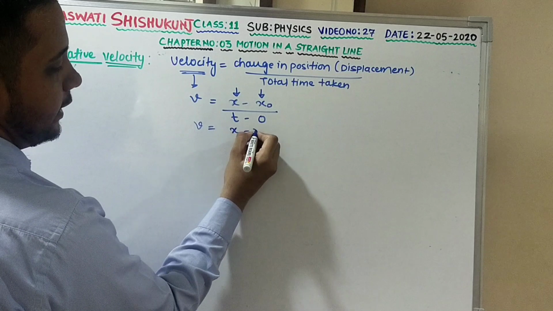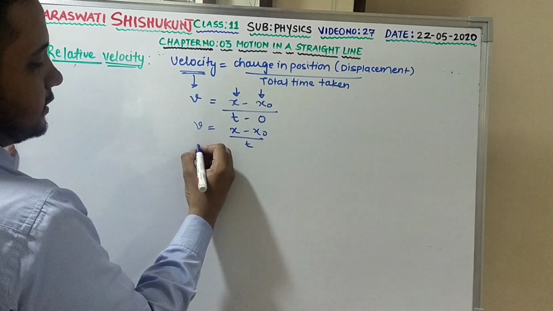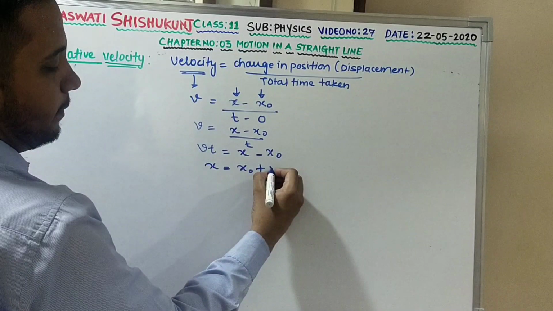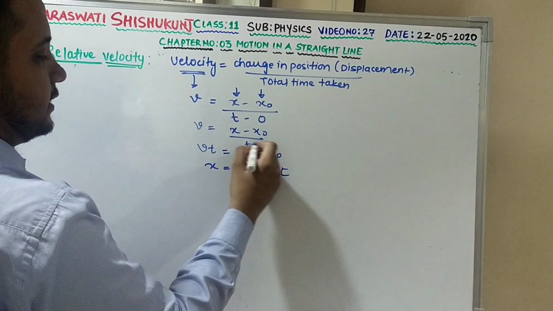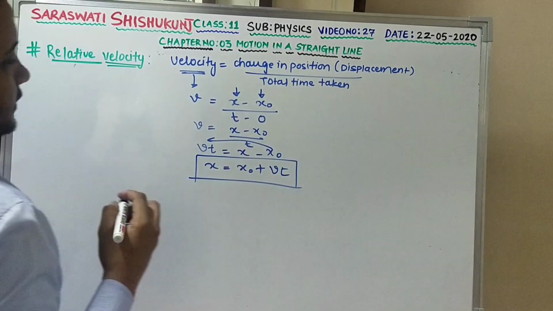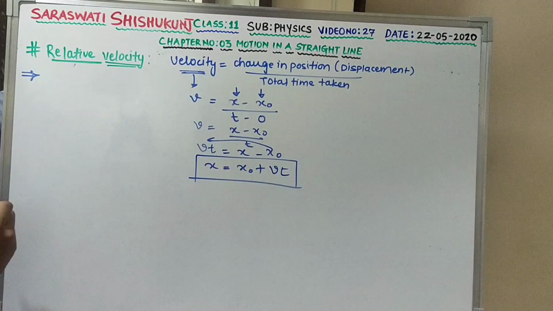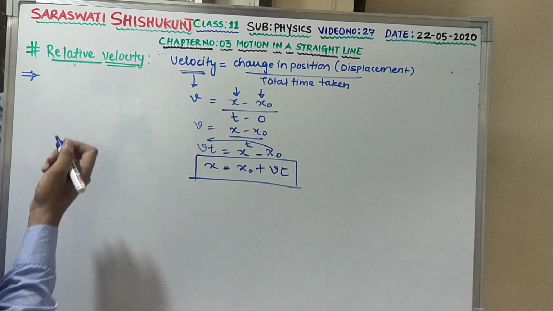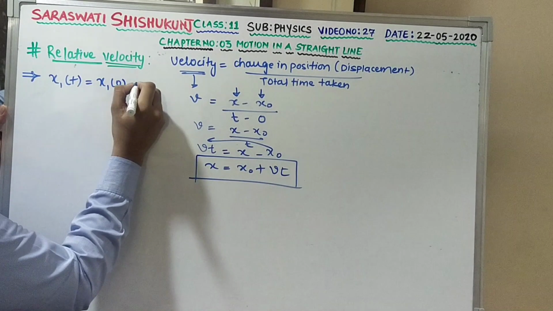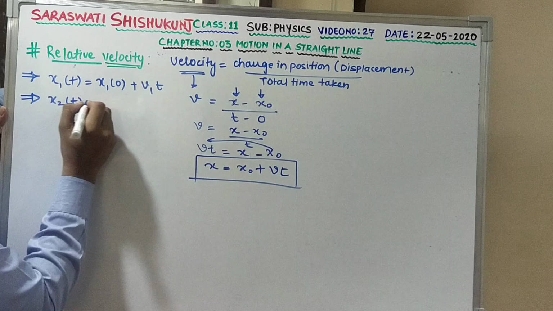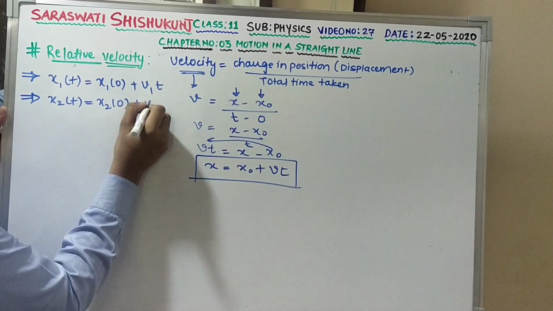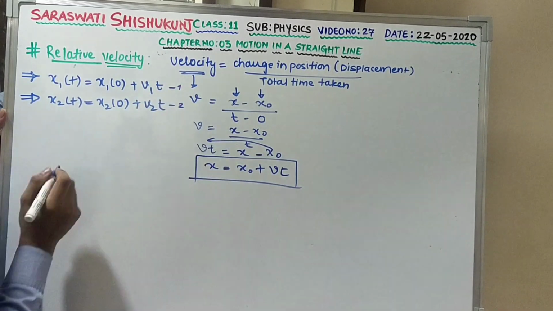So v is equal to x minus x naught divided by t. So vt is equal to x minus x naught. So x is equal to x naught plus vt. This is my equation. So I can write two equations from this: the very first equation for object 1, x1 of t is equal to x1 of 0 plus v1 t. Second equation, x2 t is equal to x2 0 plus v2 t. This is your equation 1, this is your equation 2.